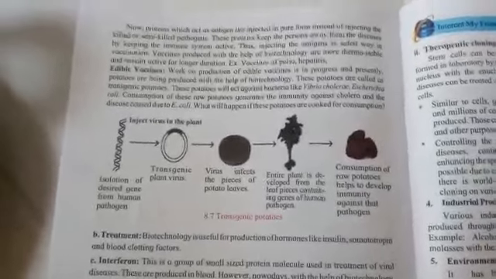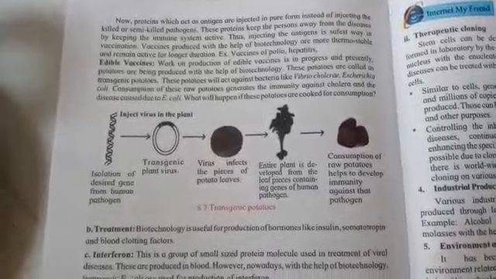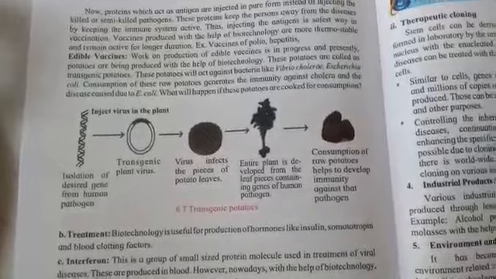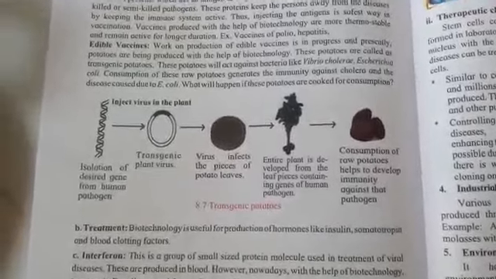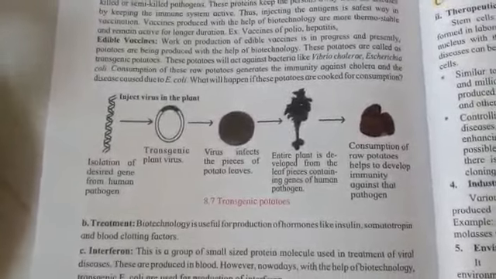Now we will study edible vaccines. Edible vaccines means things that we can eat, and this is how we can develop an immunity against that kind of disease. The work on the production of edible vaccines is in progress.